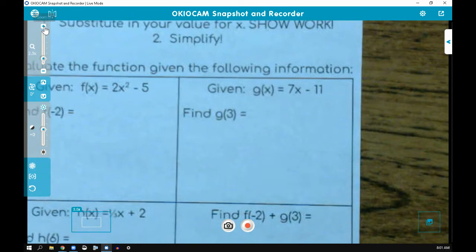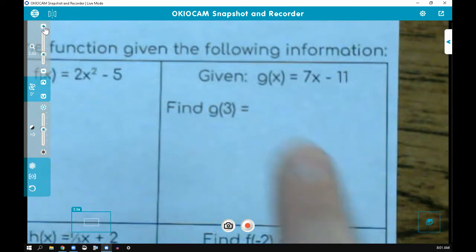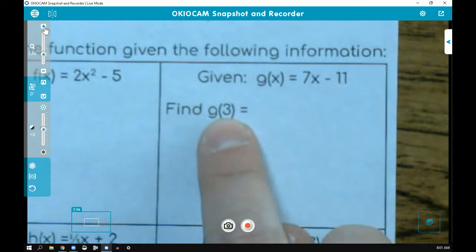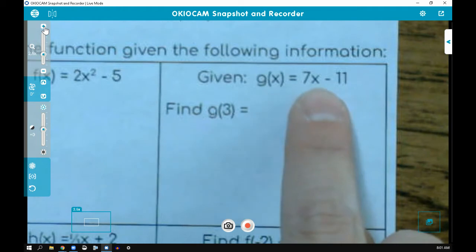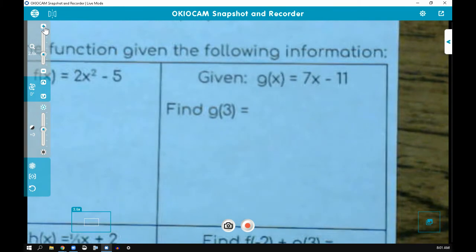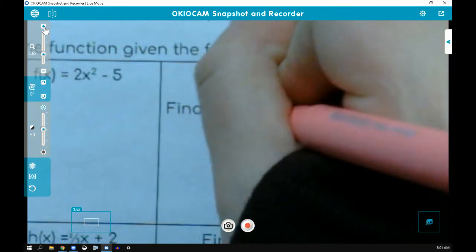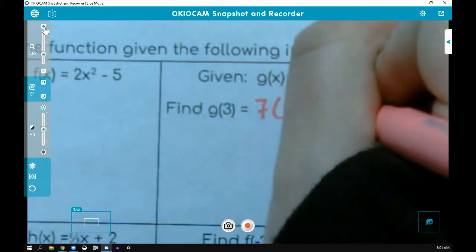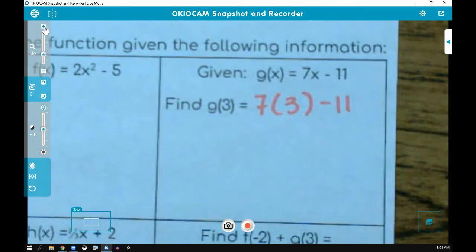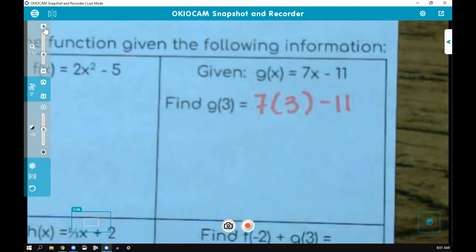When we want to find g of 3, we are being told that g of x equals 7x minus 11. Find g of 3 means plug in 3 for x. When we substitute something into a function, we want to plug it in parentheses. So we are going to do 7 times 3 minus 11. Then we are going to work out that math and figure out what 7 times 3 minus 11 is. There's 2 ways we can do that after we substitute it in.